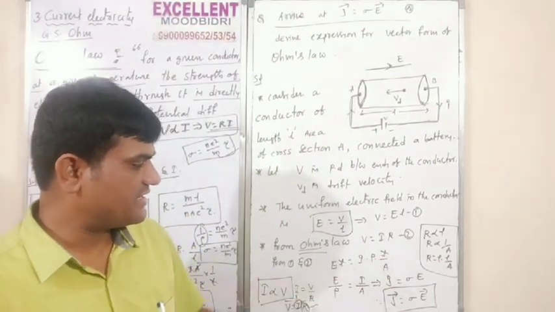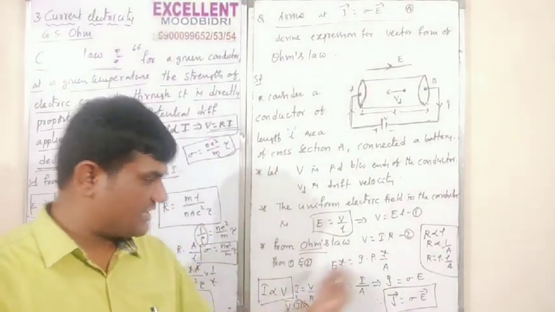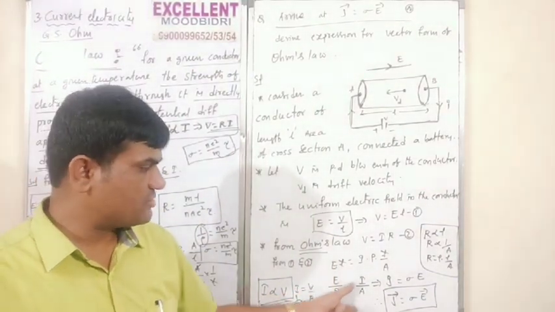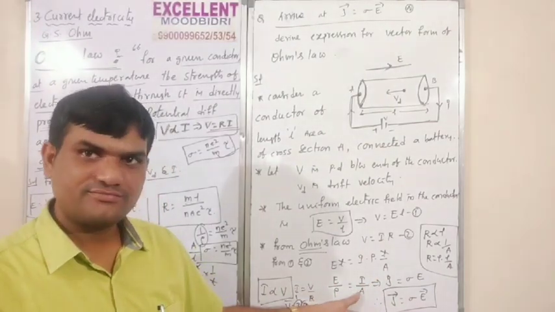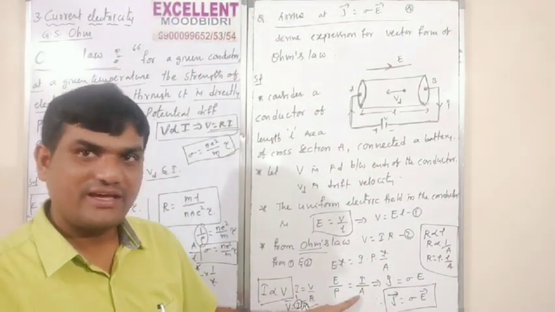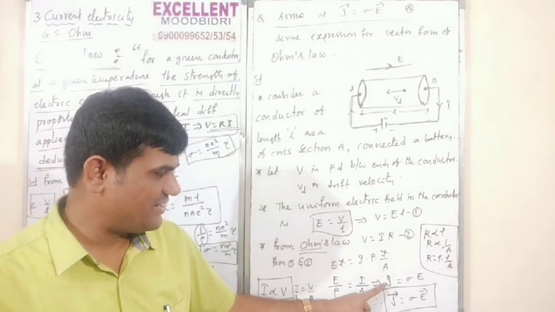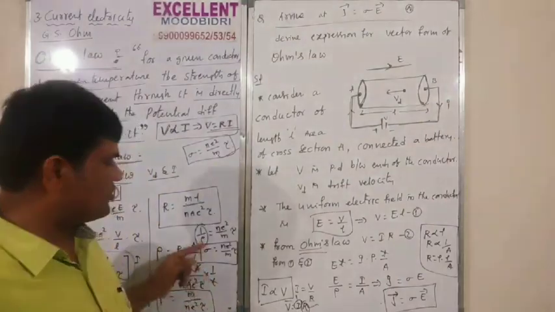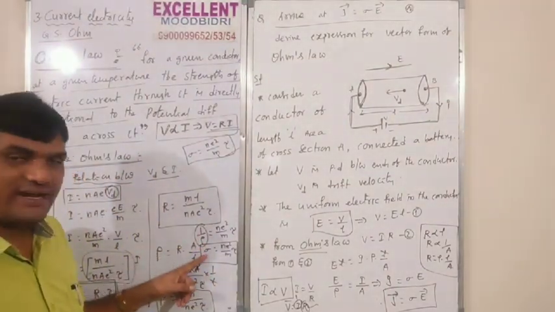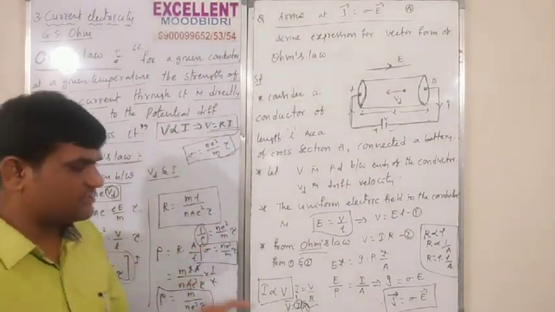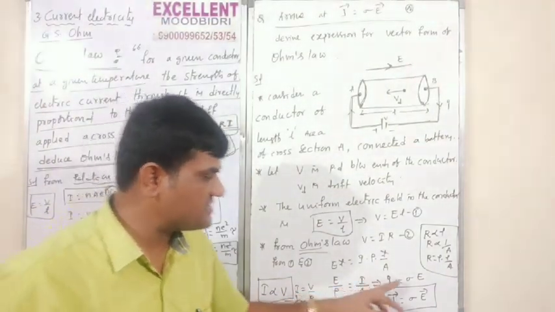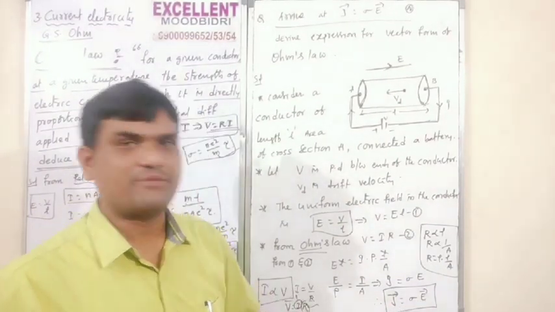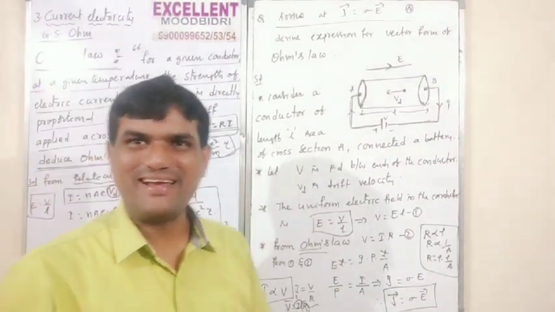So L gets cancelled, and this rho you can transfer to that side. So E by rho is equal to I by A. What is the meaning of I by A? Current density J. And 1 by rho is equal to sigma. Therefore J is equal to sigma into E, that is J bar is equal to sigma into E bar. Okay, next.